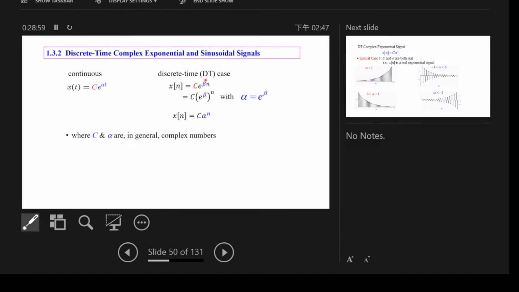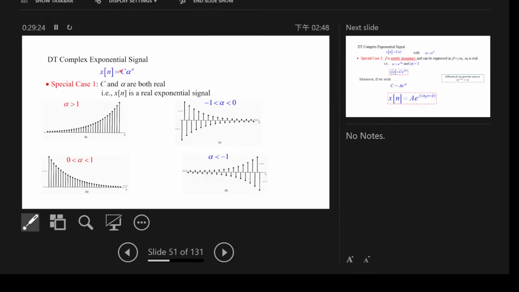And why do we want to write beta here? Because for discrete time, sometimes the convention is a little different. Instead of writing e to the beta, we write e to the beta as some number alpha, and we write alpha to the n. So sometimes people write this as c times alpha to the n. And c and alpha can once again be complex numbers. And once again, we see a special case when c and alpha are both real, and then you have exponential growth and exponential decay functions, taking points at the integer values.